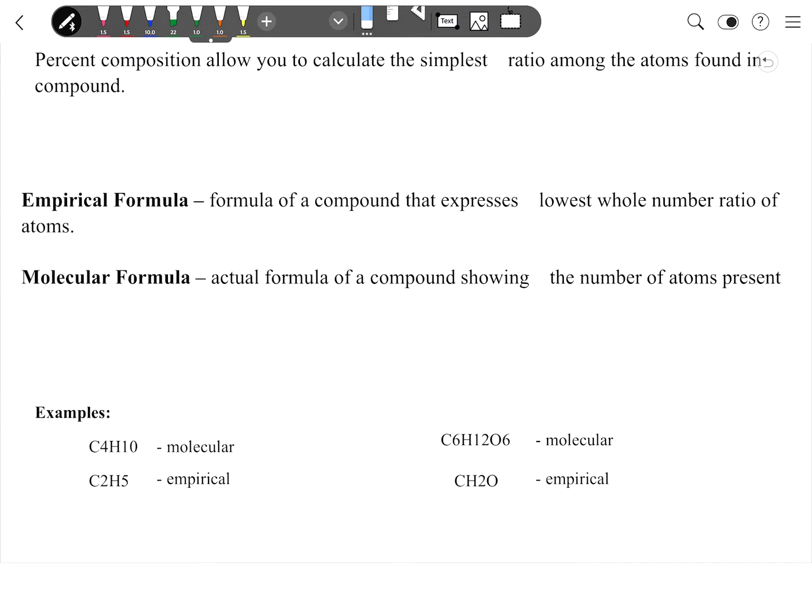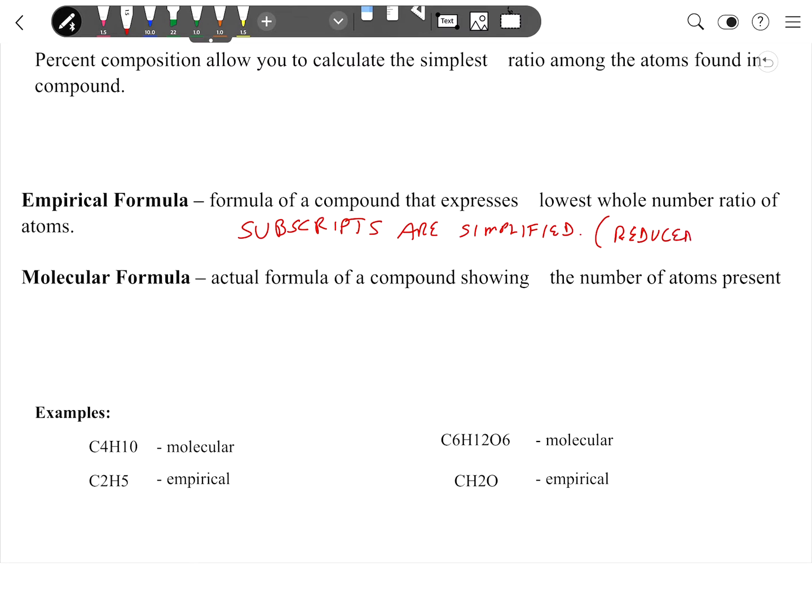Okay, so this is calculating empirical formulas and molecular formulas. Defining both of them first, an empirical formula is a formula of a compound that expresses the lowest whole number ratio of the atoms. So basically, the subscripts are simplified or reduced as low as they can go.